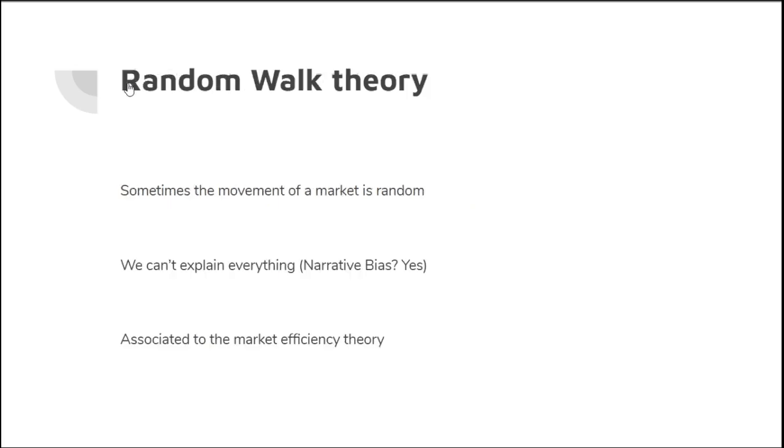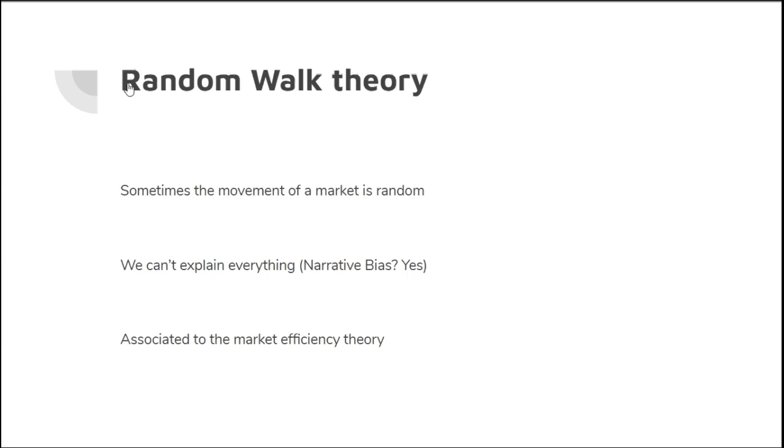So, there is a random walk theory over here. Sometimes the movement of the market is random. Not always, but sometimes. We can't explain everything. If we are going to explain everything, we are going to be fooled by the narrative bias and randomness. Oh yeah, I see a candlestick hammer pattern over here with a shooting star and some other fancy and exotic and ridiculous names that we can find in technical analysis.